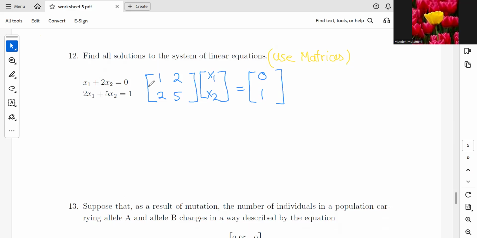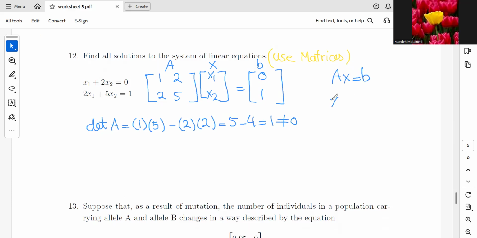In order to have a solution, we would find the determinant. That would be 1, because this is A, this is X, and this is B. So determinant of A is 1 multiplied by 5 minus 2 multiplied by 2, which will be 5 minus 4, which is 1, and it is not 0. It means that the matrix is not singular, so we have a solution for that, or we have inverse for that. So in order to solve this equation, if you remember, we had to find A's inverse times B.